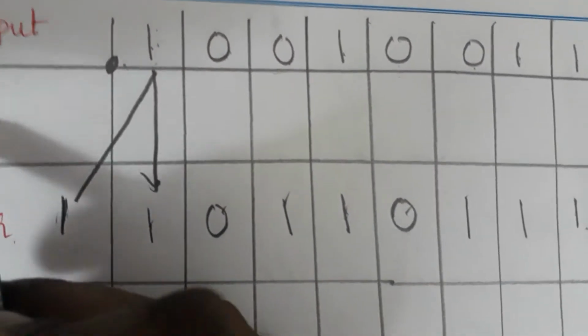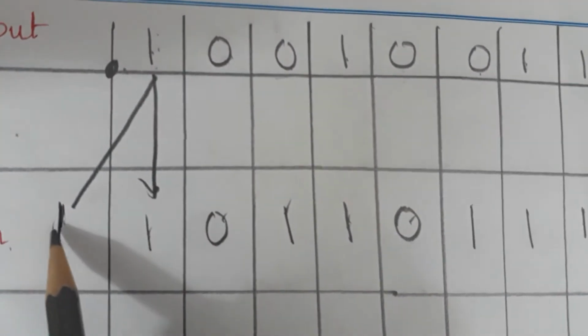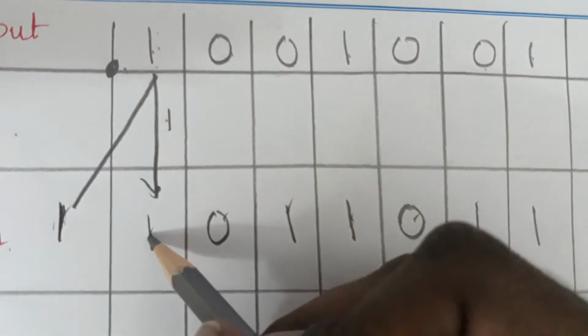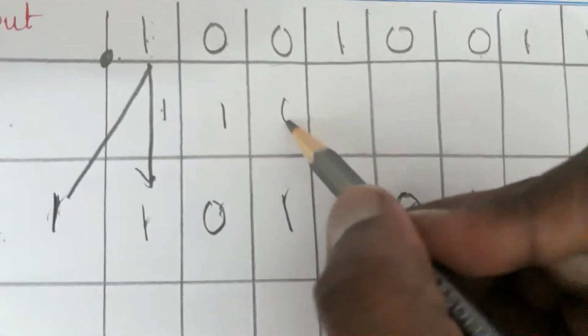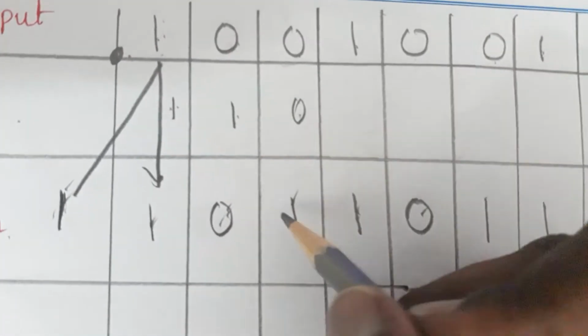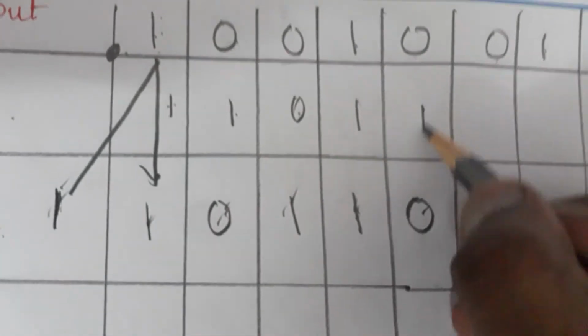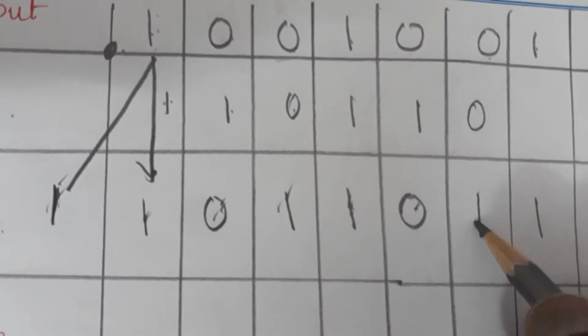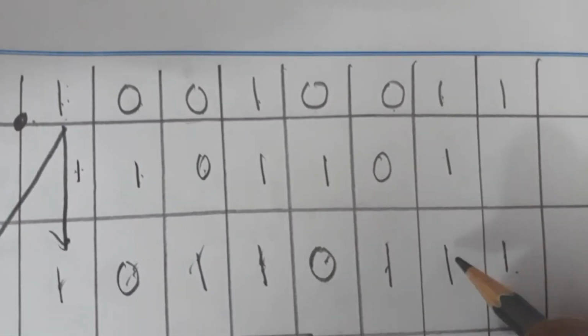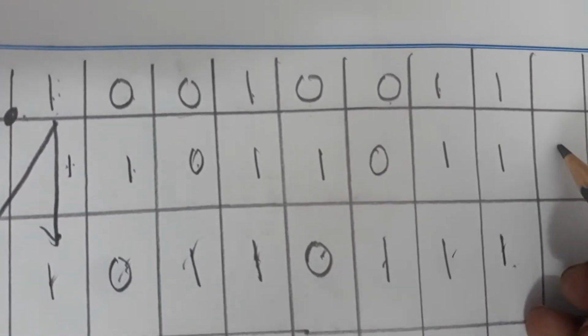Now to write the DK minus 1 value, whatever value you get here, you just move it. 1 1 1 0 0. You just move the value here, 1 1 0 0 1 1. This value move here. This value you move here. This value you can move here. This value you can move here. This value you can leave. The last value you can leave.